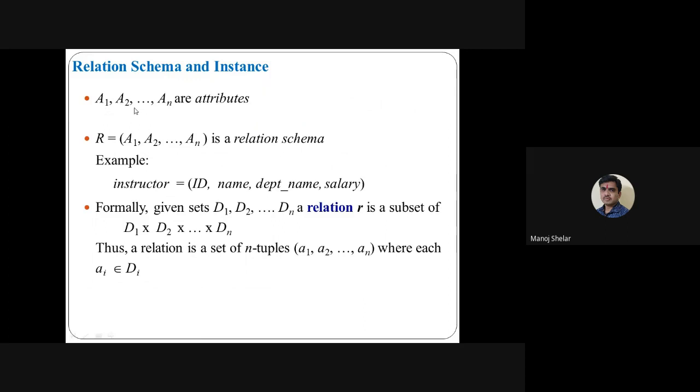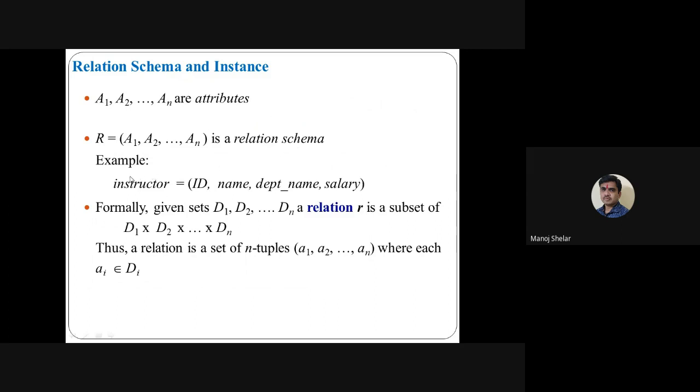So what is A1, A2, A3 up to An? This is also required in the normalization concept. These are important points in the relational model. These points are also required in the normalization concept. So A1, A2, An: A1 is an attribute, A2 is an attribute, An are the attributes. So what is R? R(A1, A2, up to An) is the relation schema.